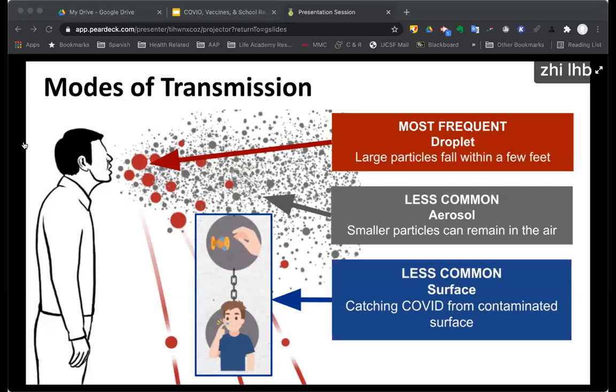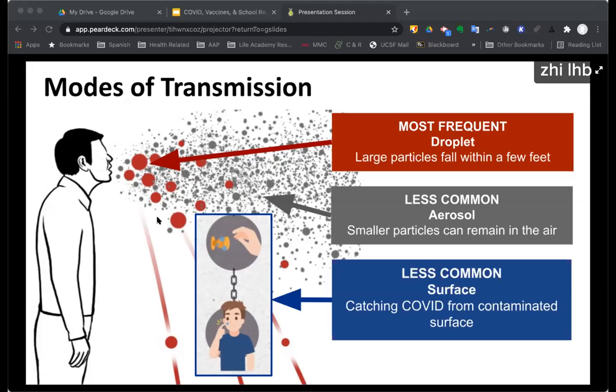So, the primary way, the main way that COVID gets spread is through droplets. Droplets are little moist bubbles, you can think of them, and they're pretty large and they fall within a few feet of us.